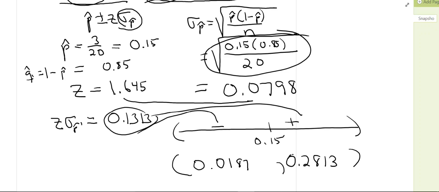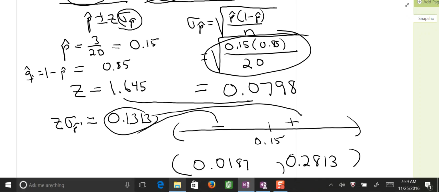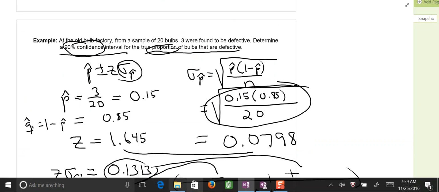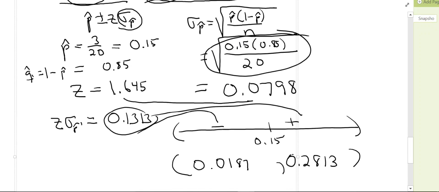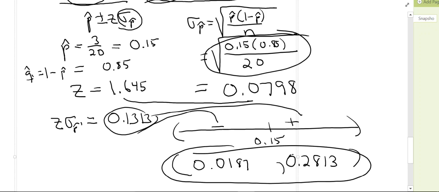Now, this is pretty extreme, and the reason why is that the sample size is rather low here. For proportions, the sample size really needs to be high. Otherwise, you get a very wide range of values. Anyway, I think that was the last problem.